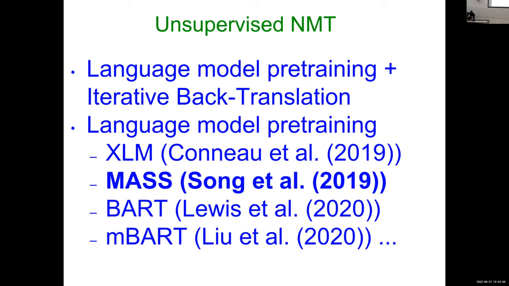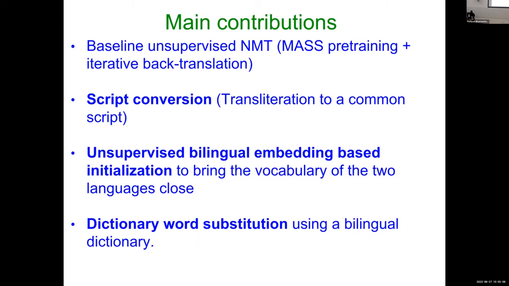We tested these ideas on a number of popular models like XLM, MASS, pre-training, BART, and MBART. MBART is multilingual BART. So the simple ideas were script conversion, transliteration to a common script, unsupervised bilingual embedding-based initialization, and dictionary word substitution. Very simple ideas, and they're all very low in terms of computational complexity.